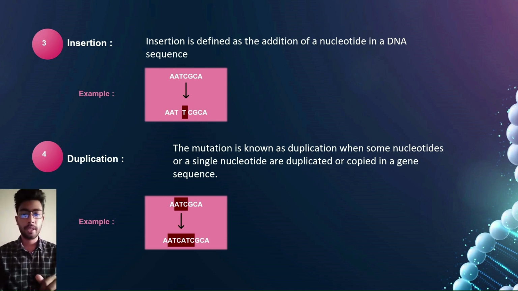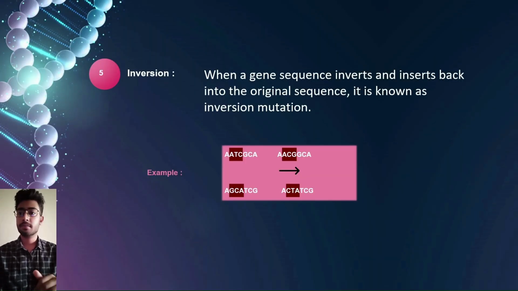After that, the duplications. Duplication means some of the nucleotides or a single nucleotide are getting copied or duplicated in a gene sequence. Then comes the inversion. What is inversion? When a gene sequence inverts and inserts back into its sequence, it is known as the inversion mutation.